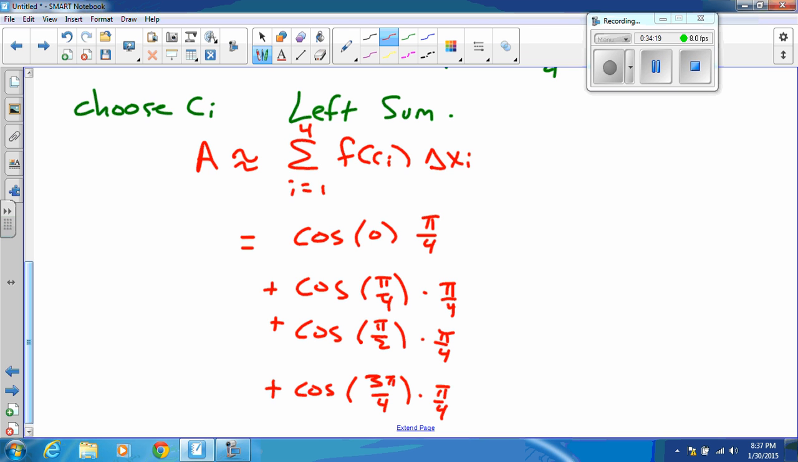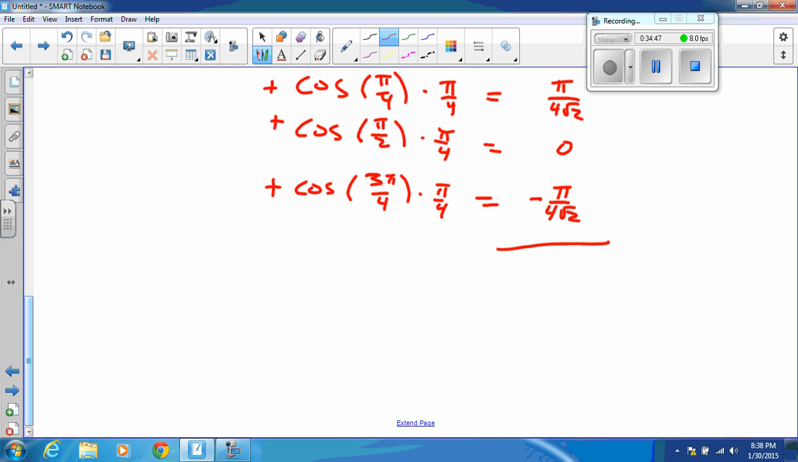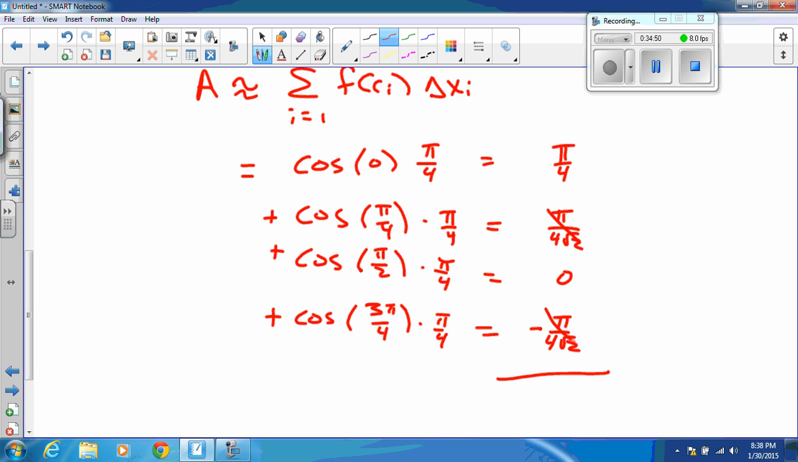Our third x is pi over 2. And our last x is 3 pi over 4. And now we go to the unit circle to get all these values. This is going to give me 1 times pi over 4, which is pi over 4. The cosine of pi over 4 is 1 over root 2. The cosine of pi over 2 is 0. And the cosine of 3 pi over 4 is negative 1 over root 2.